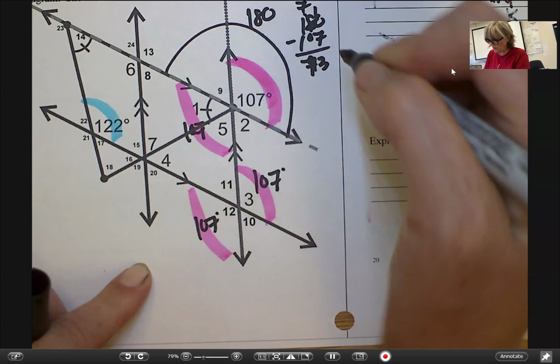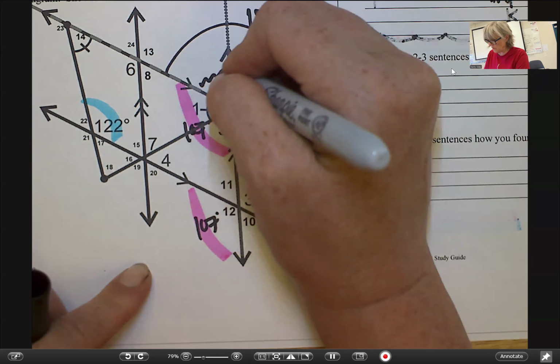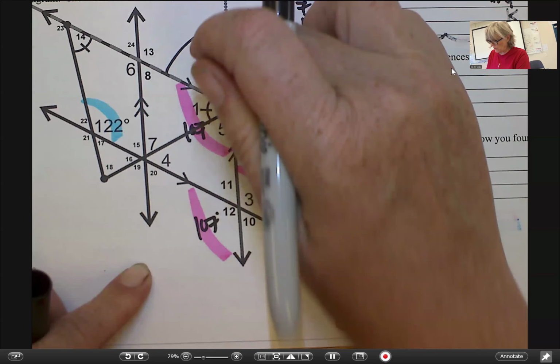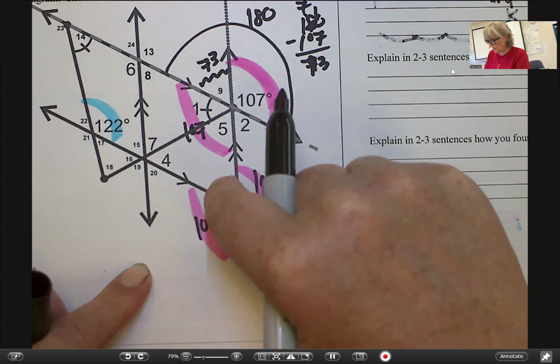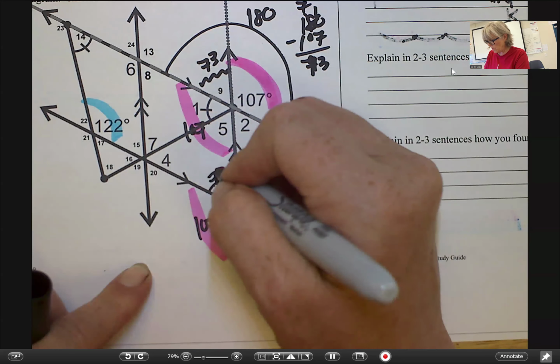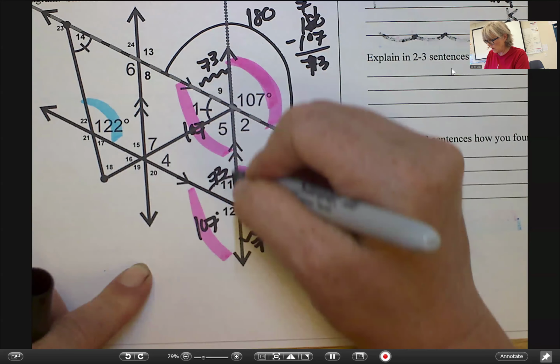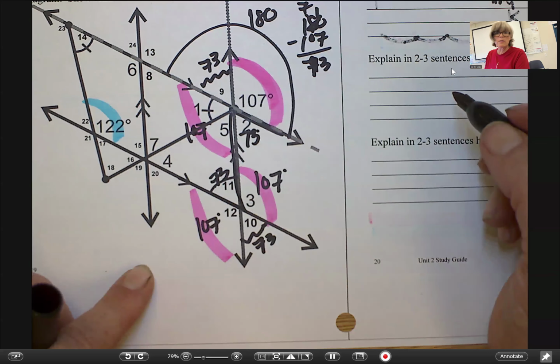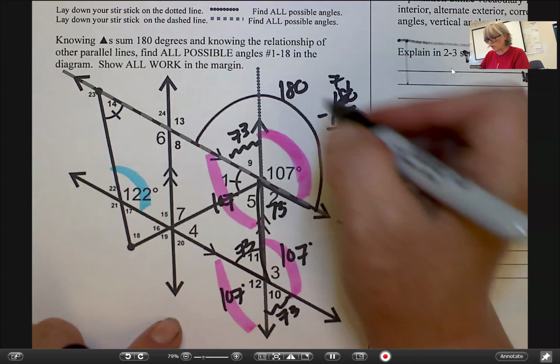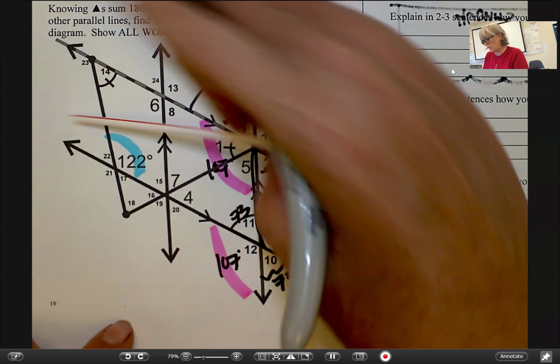And I get 73. So that means this is 73. Alternate exterior. This is 73. Vertical angles here. This is 73. Armpits of the Z. This is 73 degrees. Now it says move the stir stick to the dash line. So I'm going to go this way.